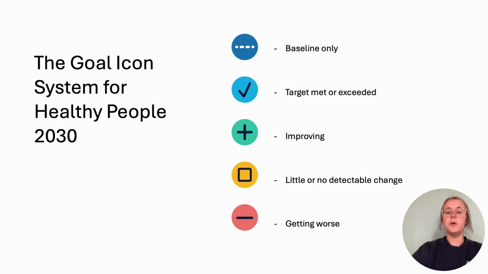So while the point of Healthy People 2030 is to acknowledge disparities in health outcomes with the overall hope of improving them, the question is, how do they keep track of this? The goal icon system is the way that Healthy People 2030 keeps track of how leading health indicators are progressing, and whether or not they get closer to the goal. There are 5 icons, which include baseline, target met or exceeded, improving, little or no detectable change, or getting worse.